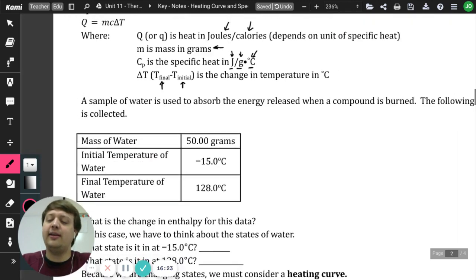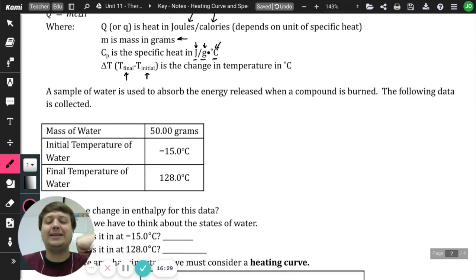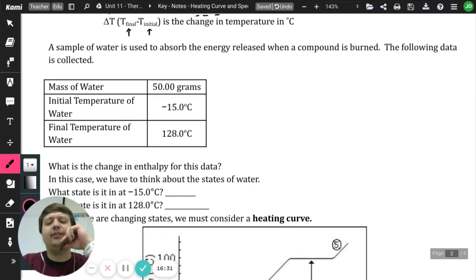So looking at this, it says a sample of water is used to absorb energy released when a compound is burned. The following data is collected. What they tell us is that we've got a mass of water of 50 grams. The initial temperature of water was negative 15 degrees Celsius, and the final temperature of water was 128 degrees Celsius. And they ask us, what is the change in enthalpy for this data?